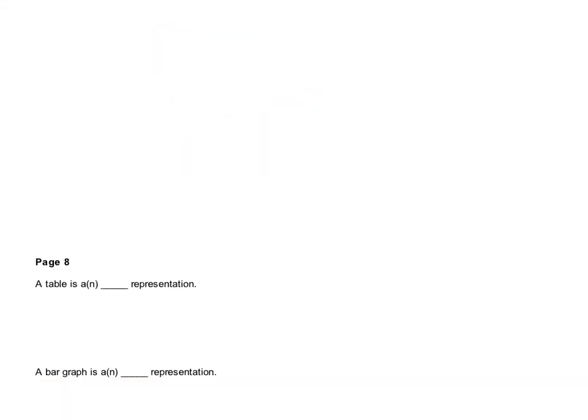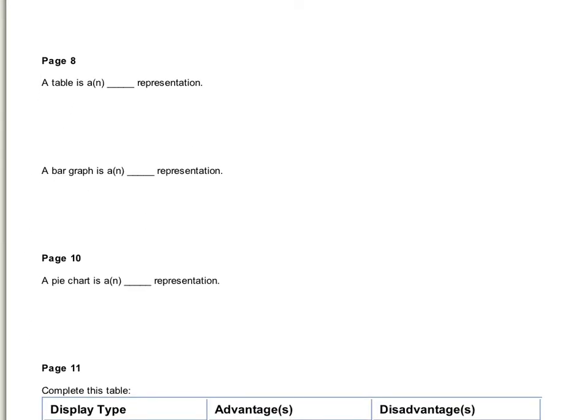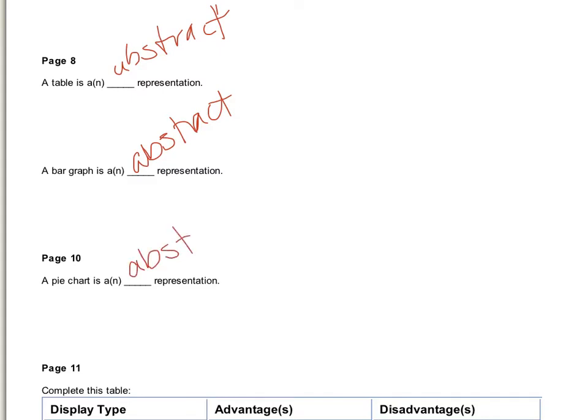All right. The next page. We have some more questions. A table is going to be an abstract representation because, again, it's something that can be drawn. And when we talk about a table, we're not talking about your dining room table or your desk table. We're talking about a T-chart. A bar graph is also an abstract representation. And lastly, a pie chart is also abstract. Again, these are all things that you can draw.